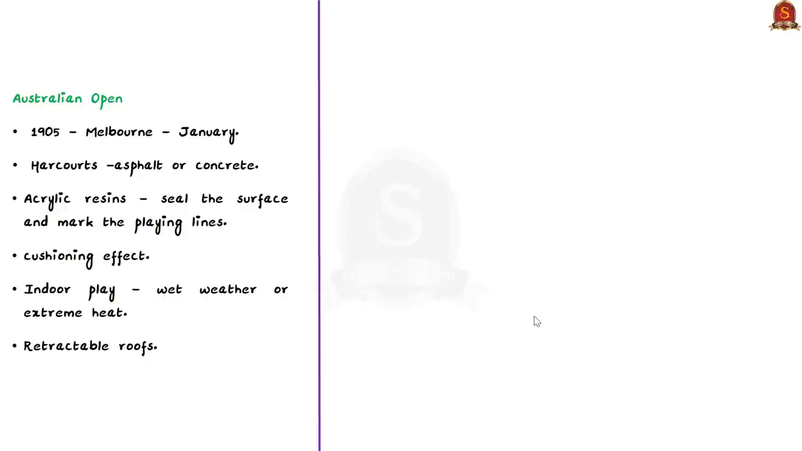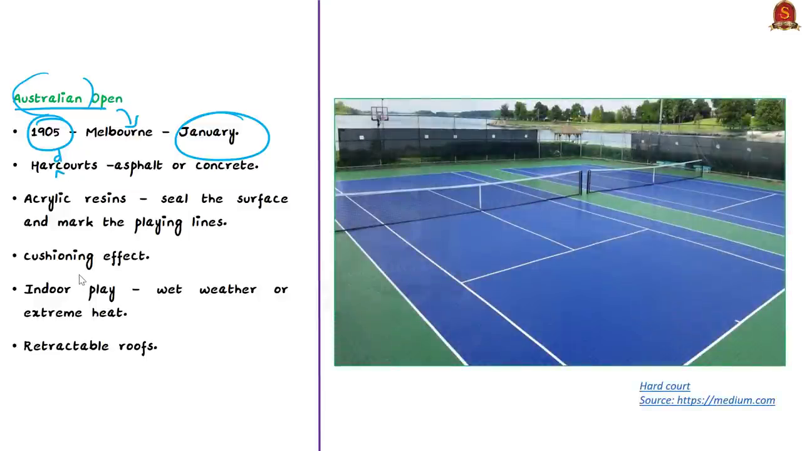It was initiated in 1905. It is held annually in Melbourne in Australia during the month of January. It is played on hard courts. When we say hard courts, these are typically made of rigid materials like asphalt or concrete. In addition to that, they are also covered with acrylic resins. The purpose is to seal the surface and to mark the playing lines. These resins also provide some cushioning effect to the game.